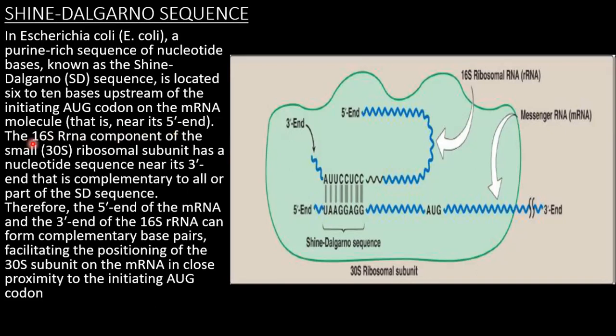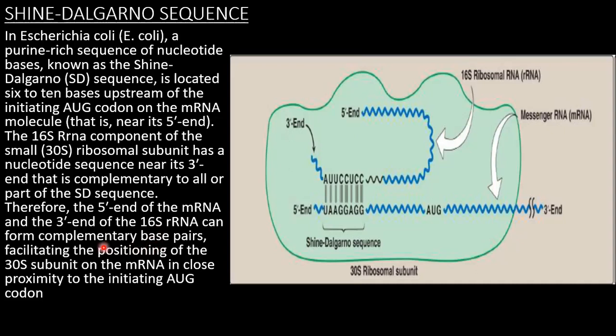Then the 16S ribosomal RNA component of the small ribosomal subunit has a nucleotide sequence near its 3' end that is complementary to all or part of the Shine-Dalgarno sequence. Okay, I will show you that in this diagram. Now, therefore, the 5' end of the messenger RNA will complement the 3' end of the 16S ribosomal RNA on the 30S ribosomal subunit. Okay, when I say 30S, you already know we are dealing with prokaryotes only, because in eukaryotes it is 40S.